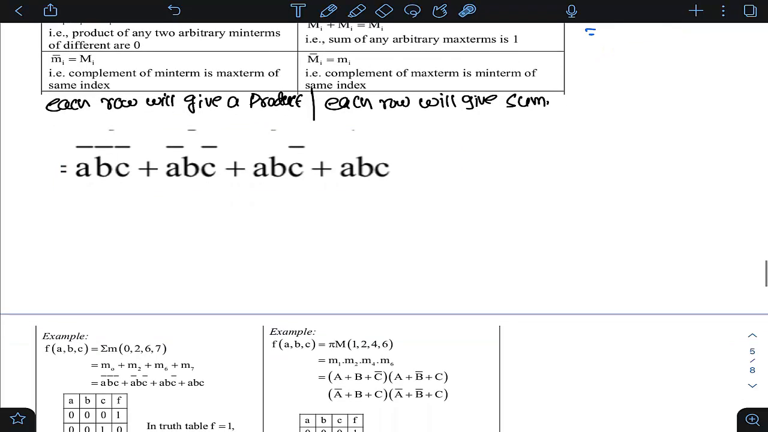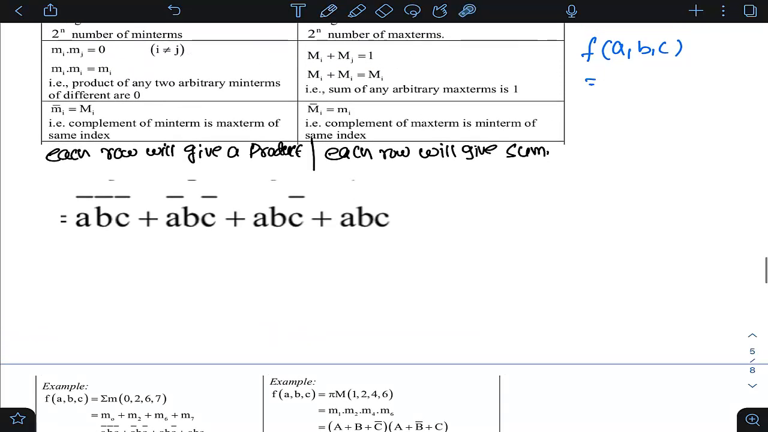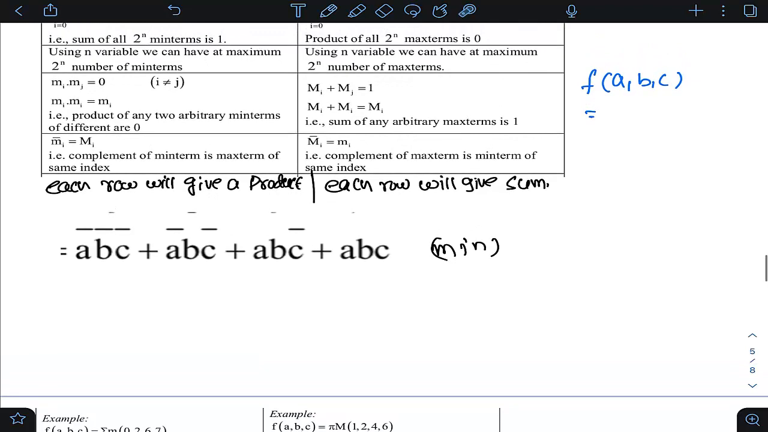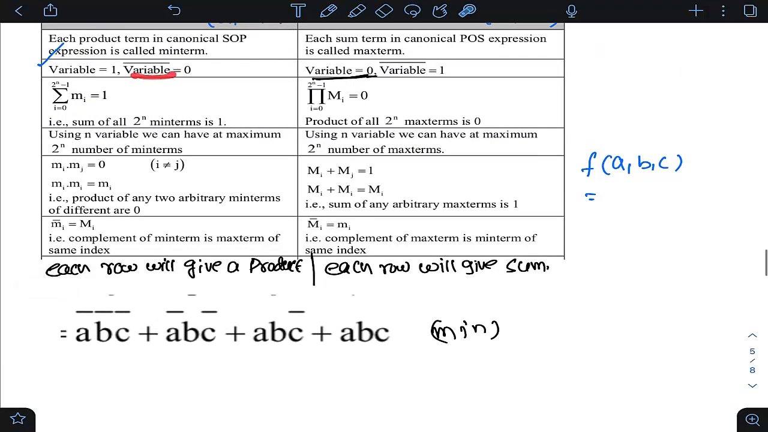In this function, students, the first thing you need to understand is that it is canonical SOP. Canonical SOP means it is telling us something regarding the minterm. Canonical POS means maxterm, canonical SOP means minterm. So here A bar, B bar, C bar. What do I have to do? Variable complement means you have to take it as 0.